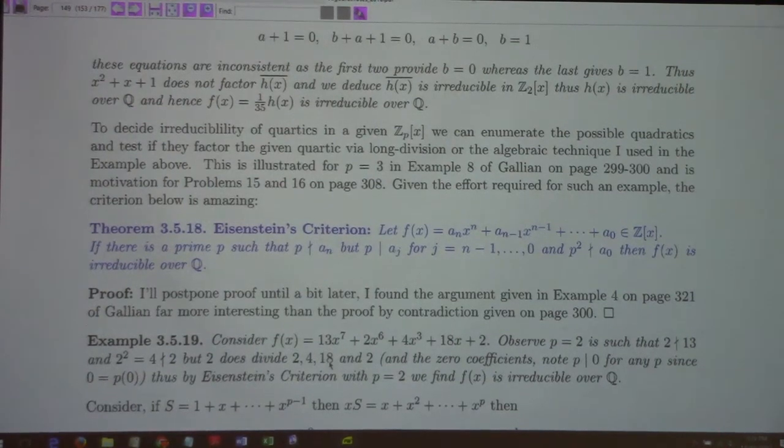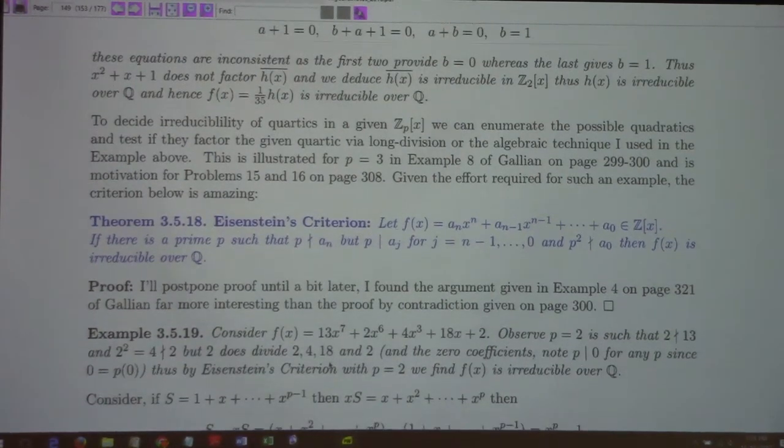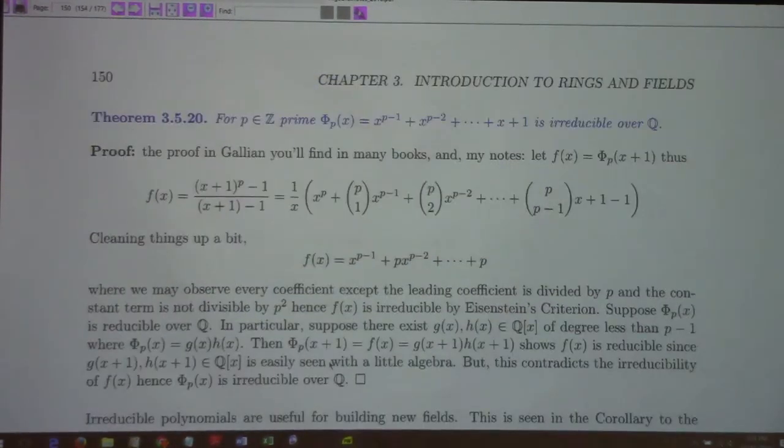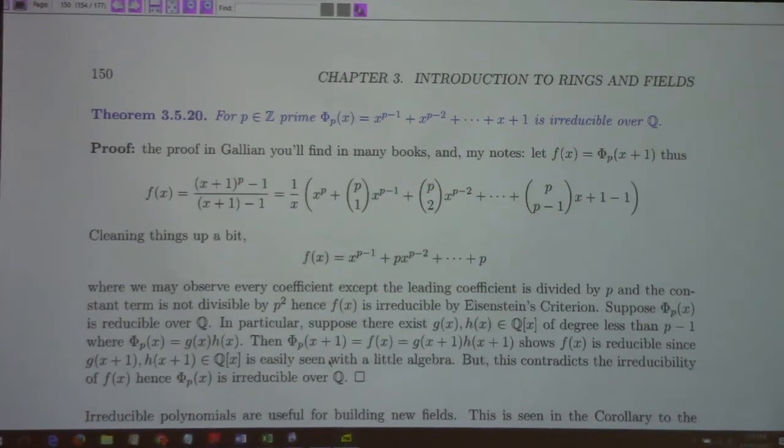This is very nice. I will not prove Eisenstein's criterion just yet. So next time, I'll start by showing you one of the central applications of Eisenstein's theorem, which is that the cyclotomic polynomial is irreducible over Q. It's a little bit sneaky application of Eisenstein's criterion. So that's where we got to today. I will keep chipping away.